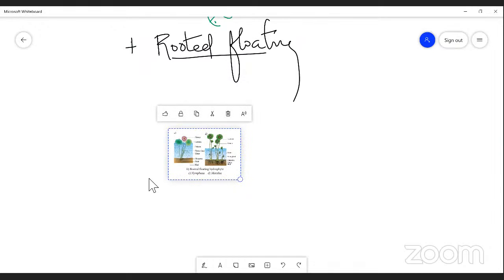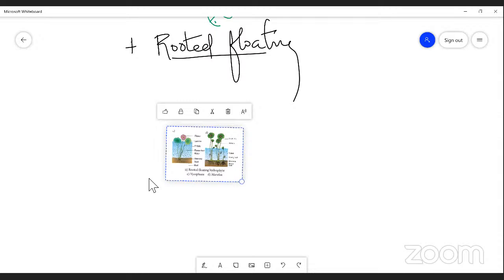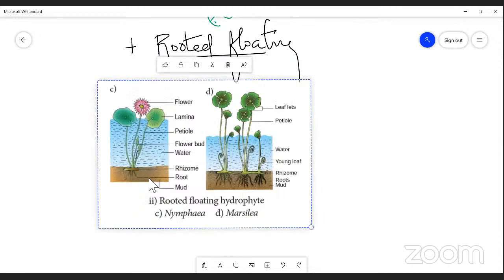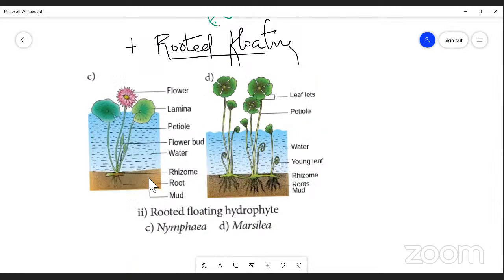For that, there are a number of examples. Nelumbo, Nymphaea, Marsilea. So they are the plants you see in your locality, in your region, right? Nymphaea and Marsilea are the right examples for rooted floating.